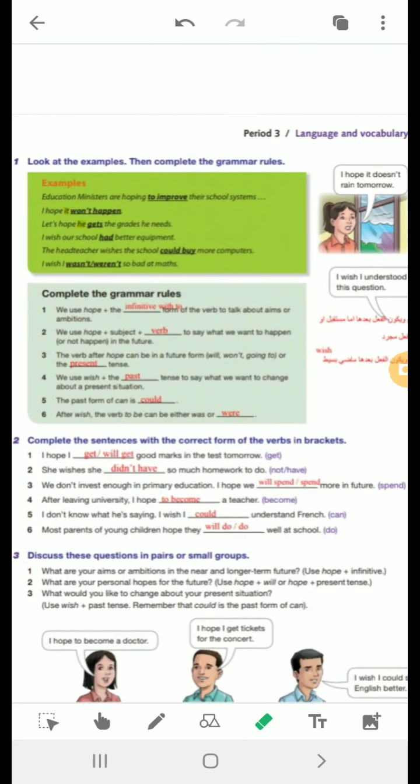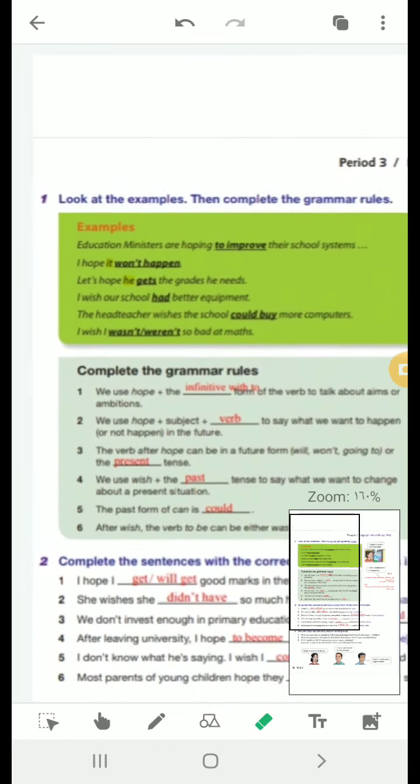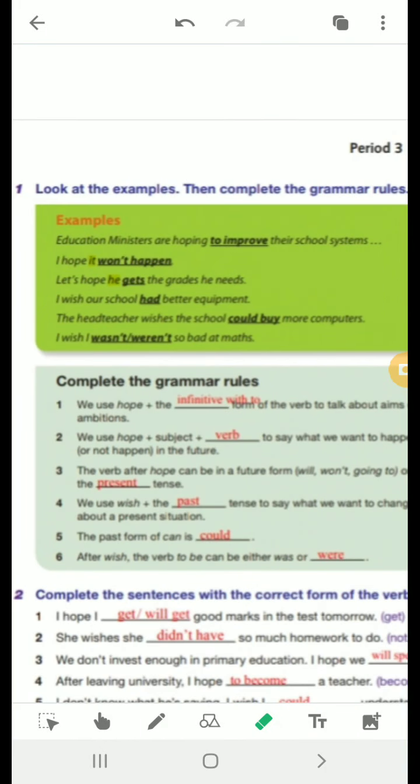Exercise number 1, here we have 6 examples. We want to explain these examples in order to complete the rule. Now, look at the examples when you complete the grammar rules. Number 1, I want to read just 1, 2, 3. Education ministers are hoping to improve their school systems. I hope it won't happen. Let's hope he gets the grades he needs.